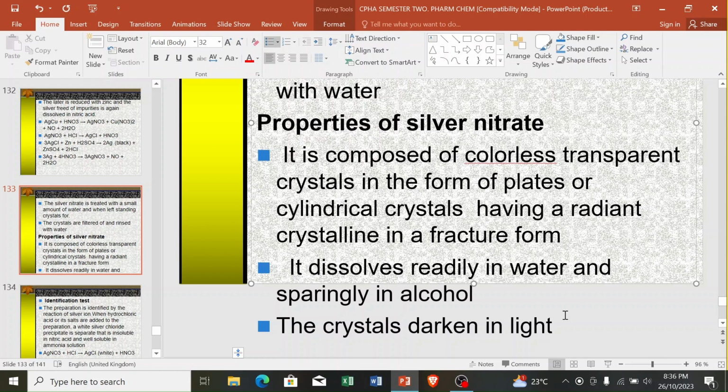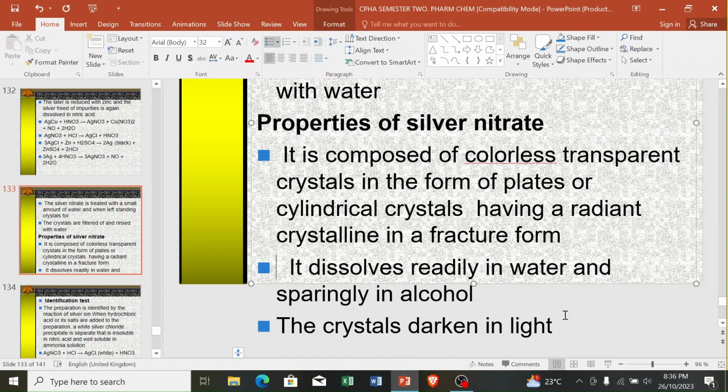And then you see that the crystals darken in light. When you expose silver nitrate to light, you find that they are going to turn black, meaning oxidation has taken place. And then we see that with our silver compounds, we shall end up producing silver as a metal when it is exposed to light.